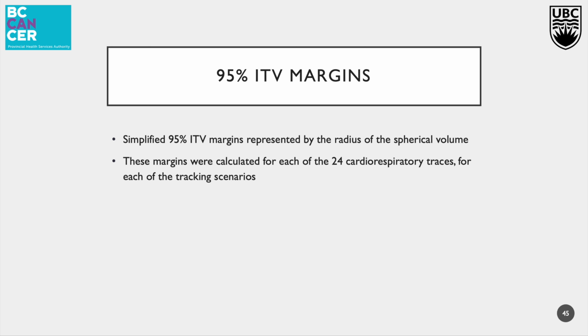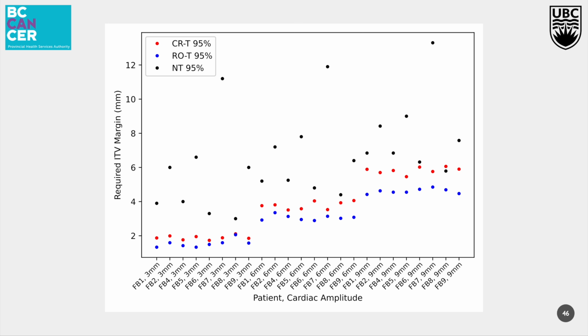Now looking at our other measure of comparison, we also had those simplified 95% ITV margins, which are those hypothetical spherical volumes we would want to treat. So results here are presented as values equal to the radius of those hypothetical spherical volumes. And that's what we see here. So we have the 95% ITV volume radii, I suppose, for the no tracking in black, for the ROT model in blue, and then for the cardiorespiratory model in red.